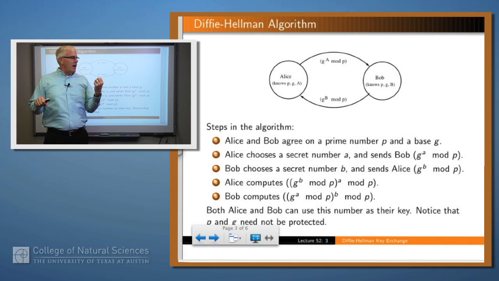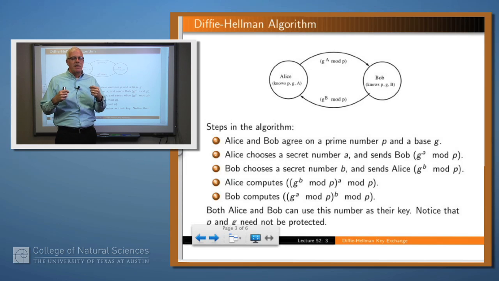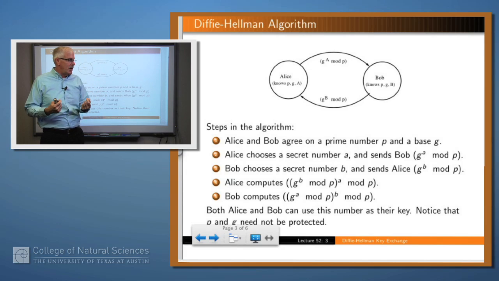And then Bob raises G to the bth power, which is his secret number, mod P, sends that value to Alice, and then Alice does the symmetric thing. So they both have the other's computation. And then by the combination of those two computations, they can come to an agreed upon value. And this is true because of the way that modular exponentiation works.